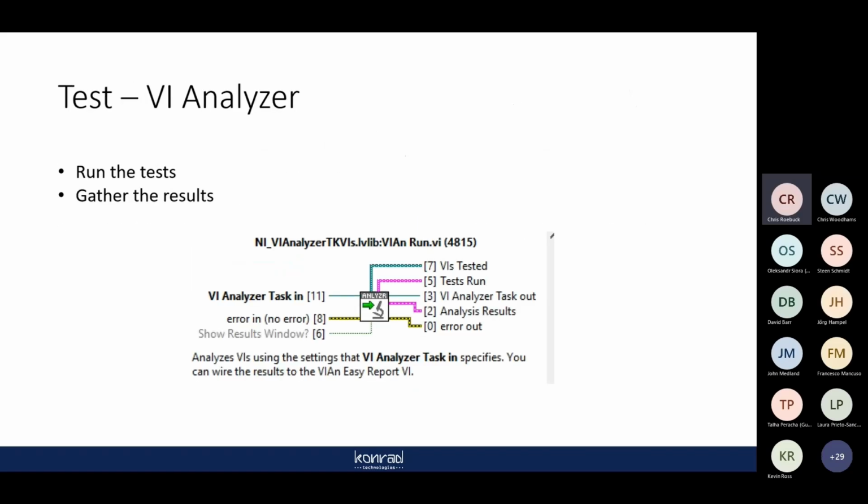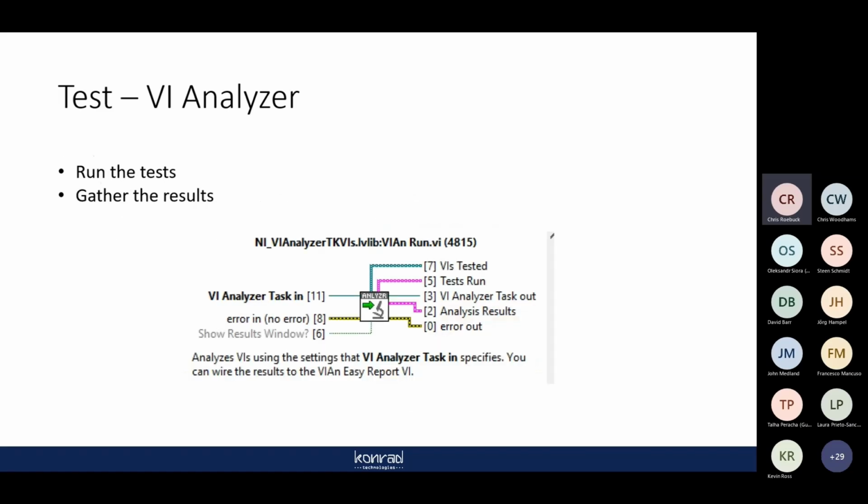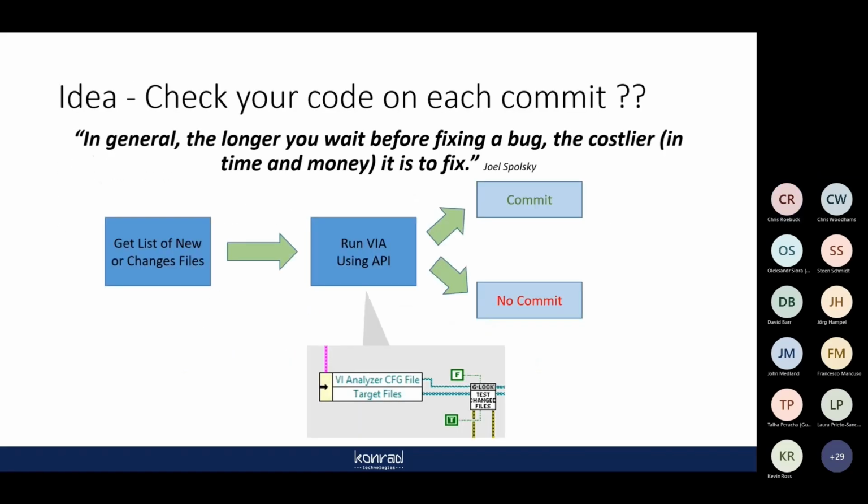So in that example, the list of files that I pass in could just be new files that have just been added or are about to be added to source code control, or files that have the modification flag set on them in source code control, code that's changed. That would reduce the amount of VIs being tested and help with the slowness problem. And then we could make a decision. When we've run the tests, do we allow the commit to take place or not?